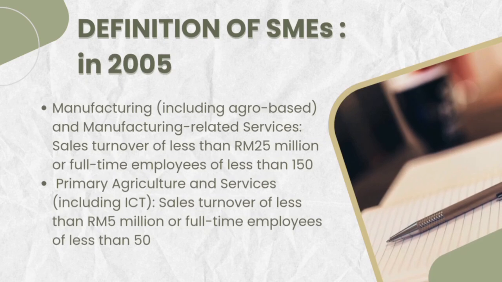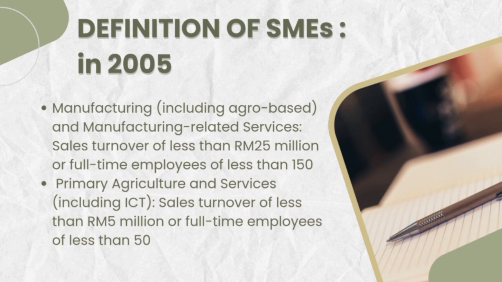Let's take a look at the definition of SMEs in Malaysian standard. SMEs are defined based on sales turnover or number of employees. First of all, the old definition of SMEs in 2005 includes, first, manufacturing, including agro-based and manufacturing-related services. The sales turnover is less than 25 million ringgit or full-time employees is less than 150 employees.